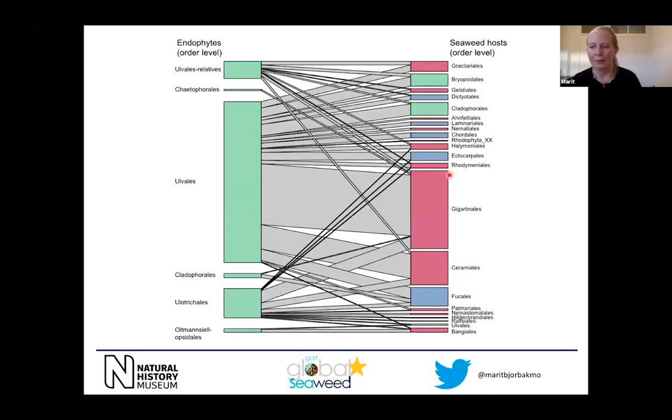So when we look at this at the order level, it's a lot easier to see some patterns. As you can see, the majority of endophytes belong to the Ulvales, and these interact with green, brown, and red algal seaweed hosts. However, it seems like green algal endophytes most commonly proliferate in red algal hosts, and 64% of the hosts in our literature review are red algae.